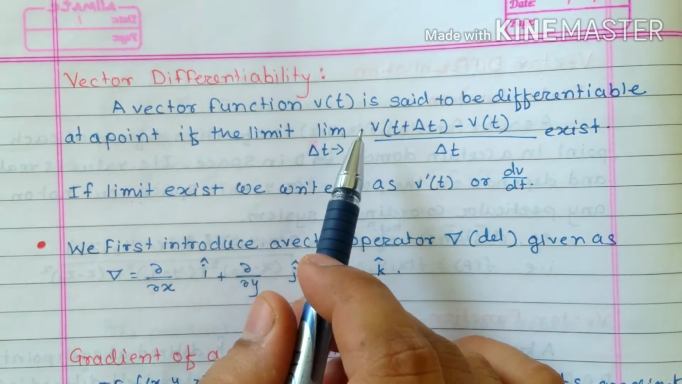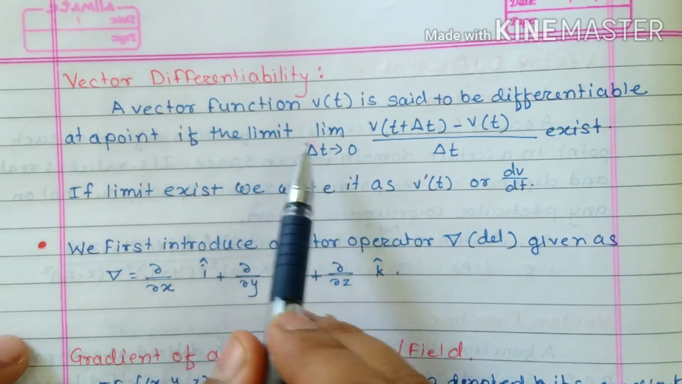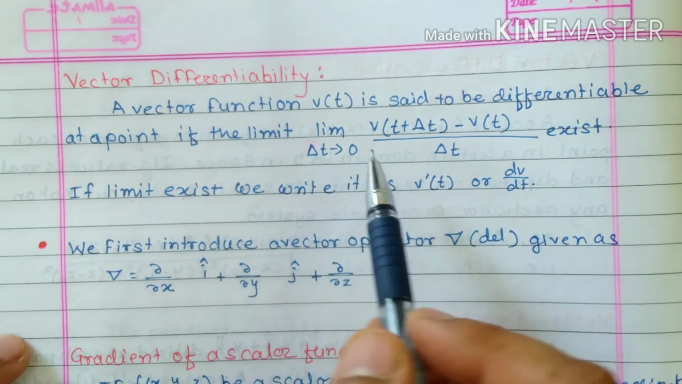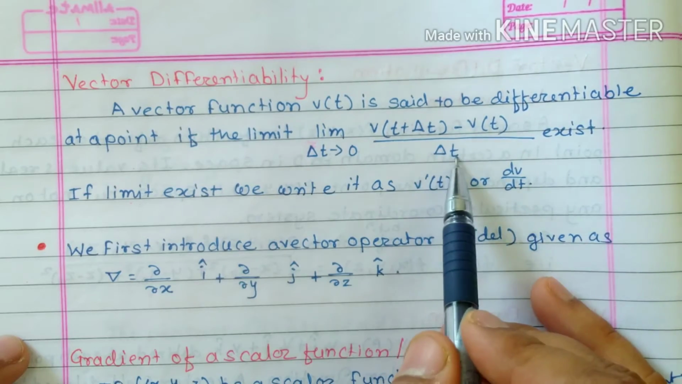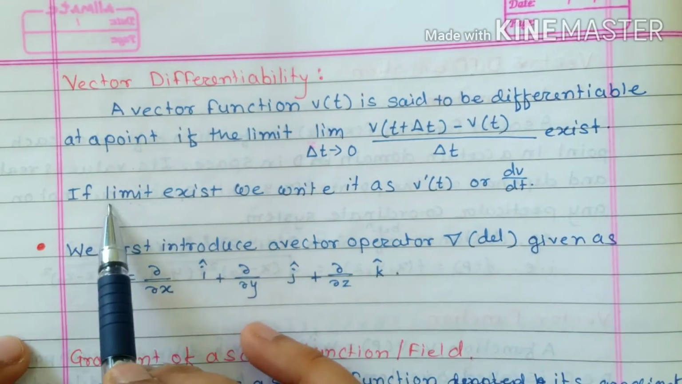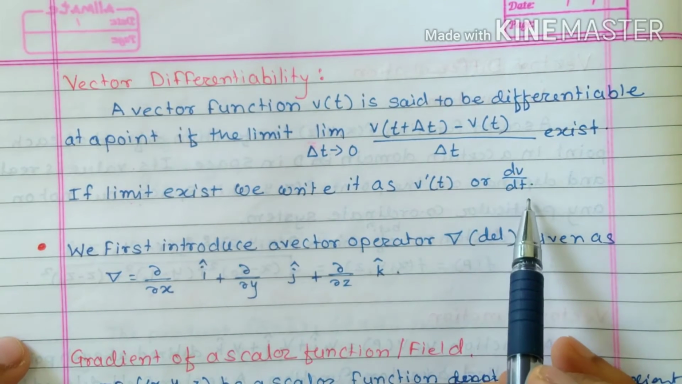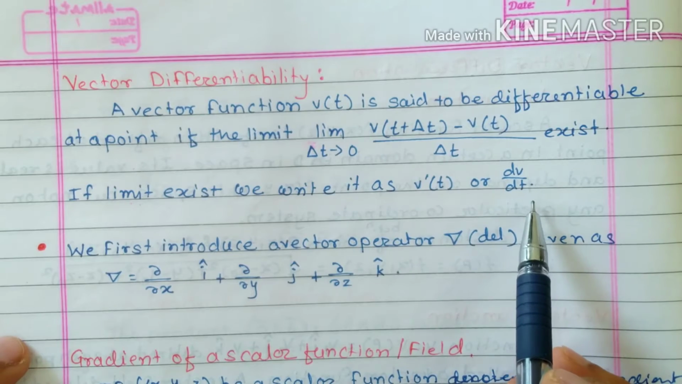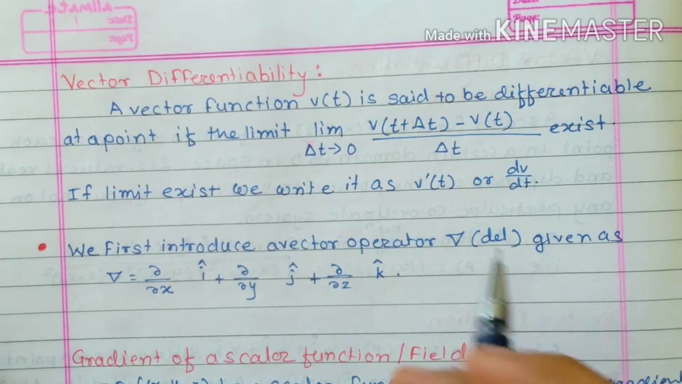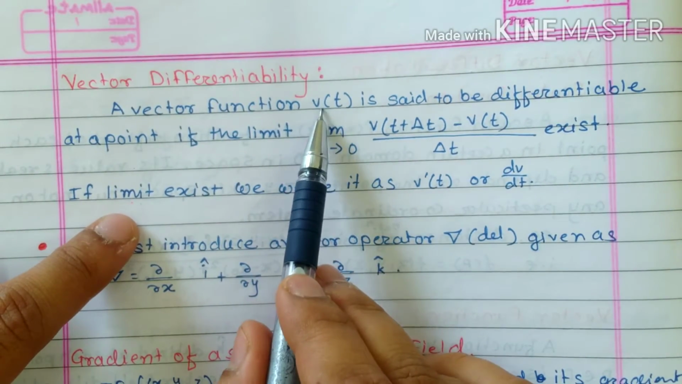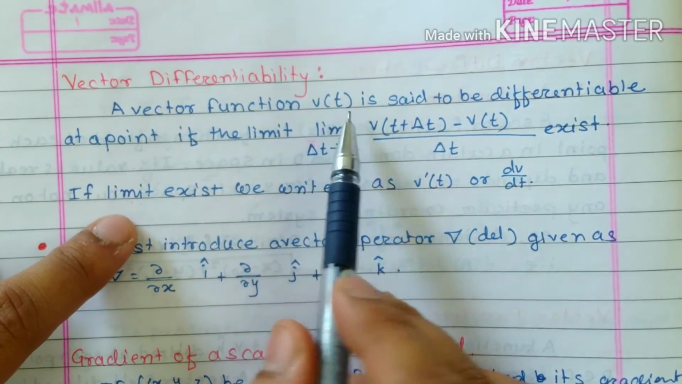A vector function v of t is said to be differentiable at a point if the limit as delta t tends to 0 of v of t plus delta t minus v of t upon delta t exists. If this limit exists, we write it as v dash of t or dv by dt, that is, the derivative of v with respect to t. Now this definition is applicable when the vector function depends on a single variable t.